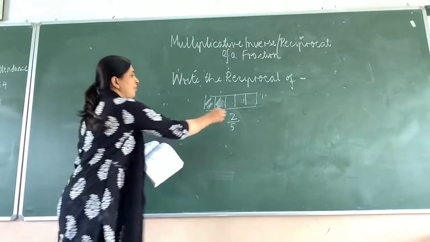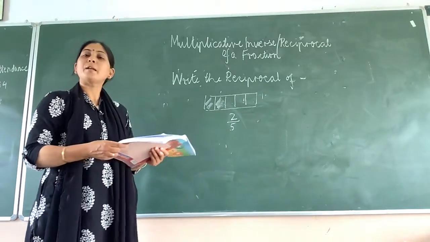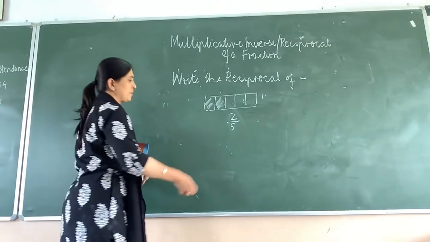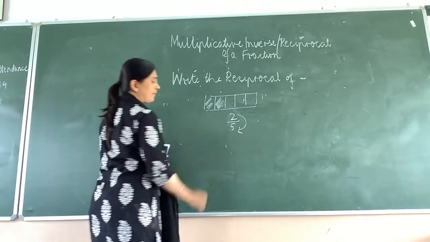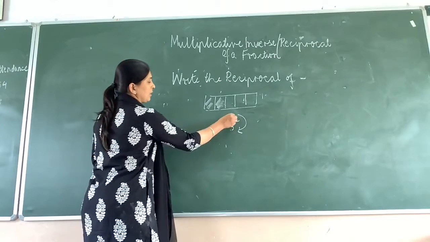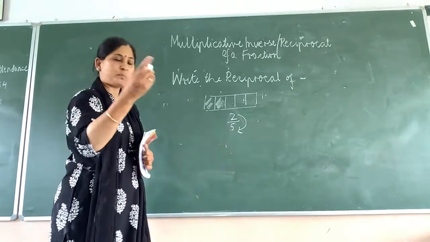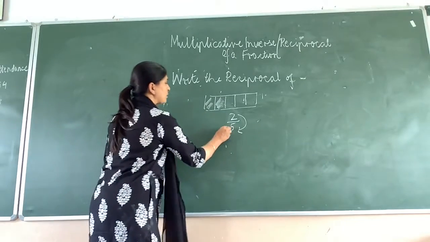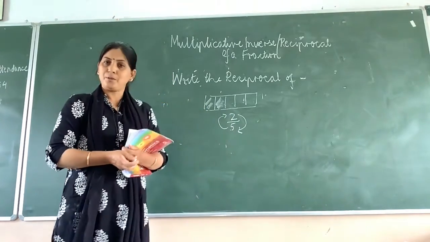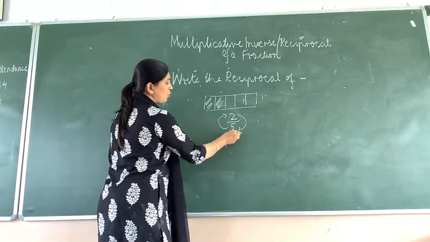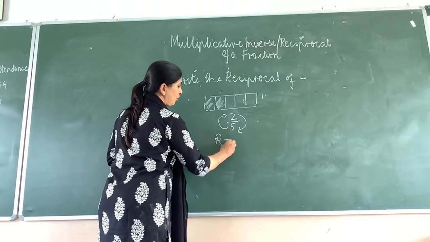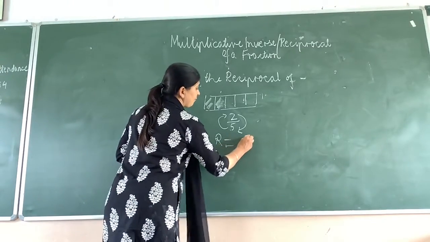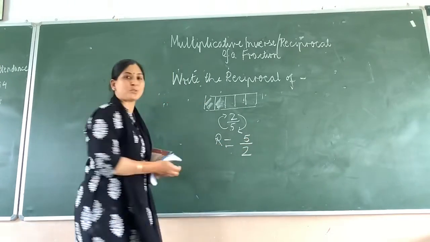So children, let us take the fraction 2 over 5. Now you know 2 over 5 is less than 1. So if a number is less than 1, let's see what its reciprocal will be. To find the reciprocal, what do we do? The numerator and denominator switch places. The numerator becomes the denominator and the denominator becomes the numerator. So the reciprocal of 2 over 5 is 5 over 2.